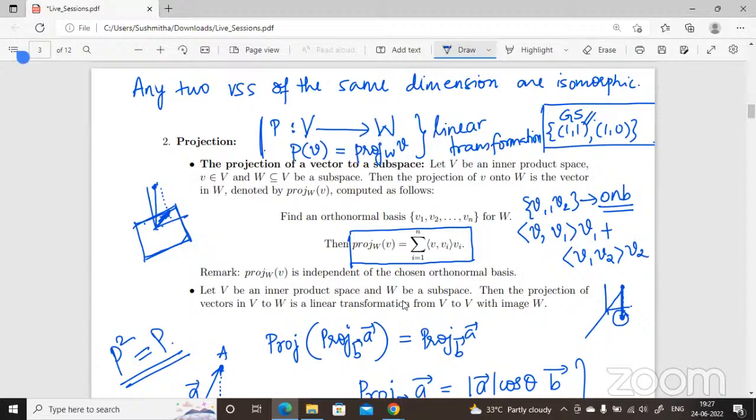Do you agree that the range is W? Yes, ma'am. In this projection, do we have only one vector in V, or multiple vectors? You have a vector space. You take every vector and see the projection, meaning you see the output of this map. The output is the projection onto W.